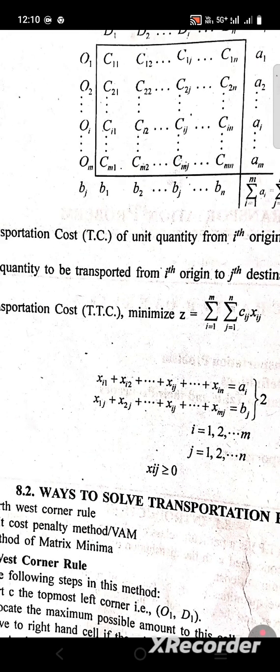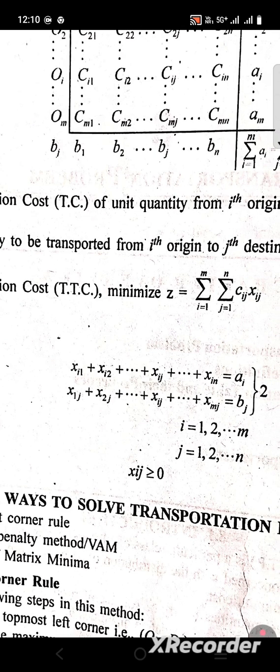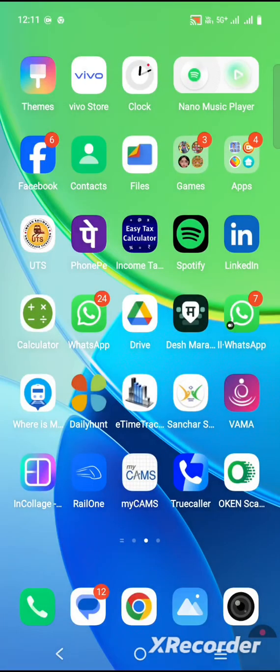Cij is the transportation cost of a unit quantity from the ith origin to the jth destination, and let Xij be the quantity to be transported from the ith origin to the jth destination. The total transportation cost, to be minimized, is Z equals summation of Cij into Xij, such that Xi1 plus Xi2 up to plus Xij up to Xin equals Ai, and X1j plus X2j up to plus Xij up to Xmj equals Bj, where i equals 1 to m and j equals 1 to n, and the non-negativity constraint is Xij greater than or equal to 0.